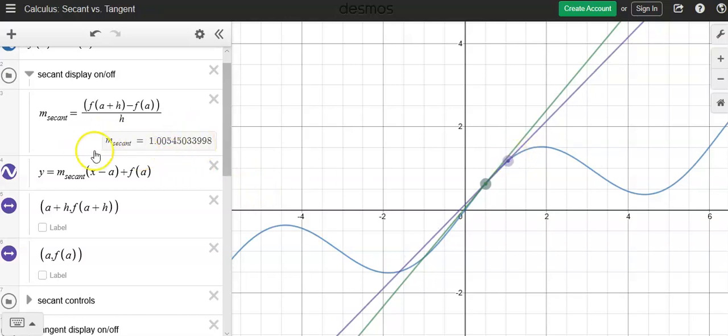And in fact, if you look right here now, the slope of the secant, now we're up to 1.005. The slope of the tangent, remember, was 1.177. Now watch as I bring it even closer still. Keep your eye on that secant line slope. See, it's getting bigger and bigger.